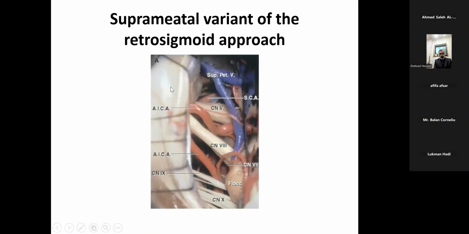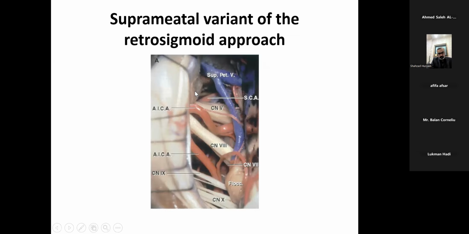So this is the suprameatal variant of the retrosigmoid approach. This is the internal acoustic meatus, like we can see, because this is the cranial nerve 8th, which is seen entering into the internal acoustic meatus. The suprameatal tubercle is a bony landmark lying just superior to the internal acoustic meatus. That is why it is called the suprameatal variant of the retrosigmoid approach.